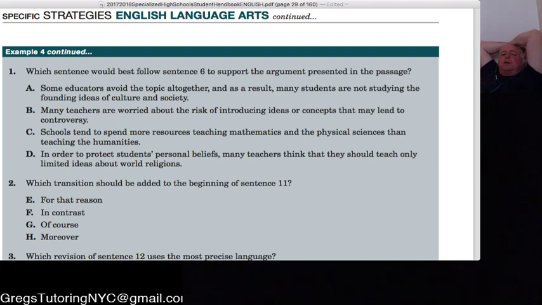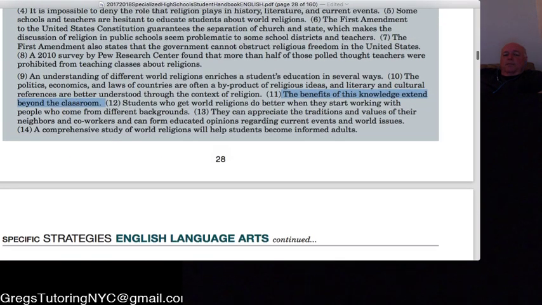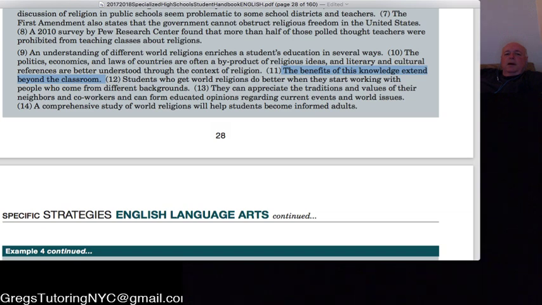So, which transition should be added to the beginning of sentence 11? We're just going to do a text substitution. So for that reason, the benefits of this knowledge extend beyond the classroom. That kind of works. It's not saying that's the reason, it's kind of just saying it happens. So far, A is the best. I'm not saying A could be totally wrong, but it's awkward.